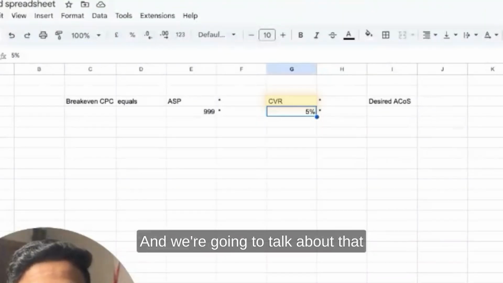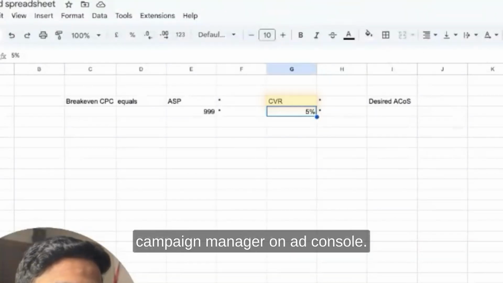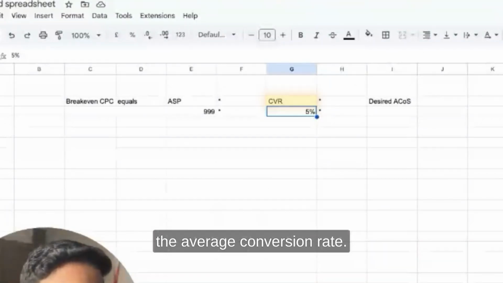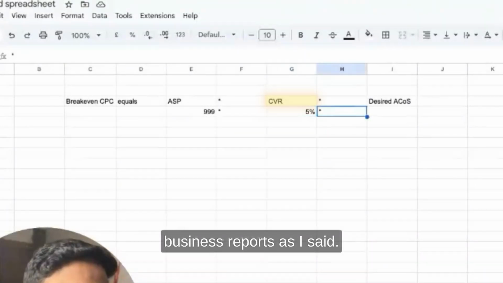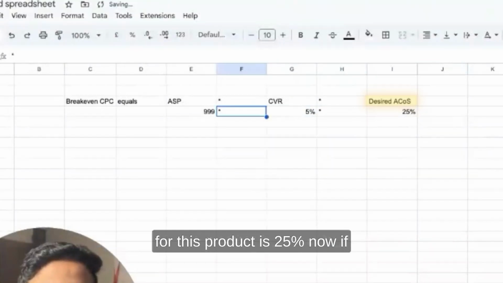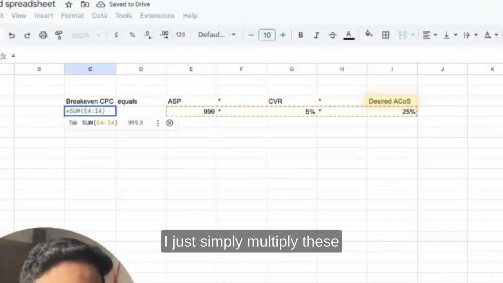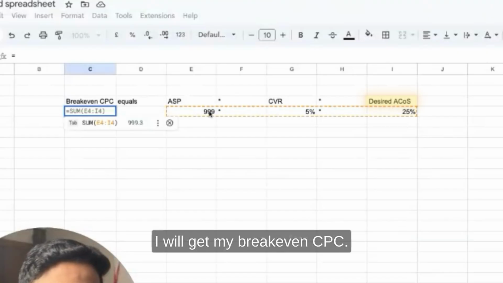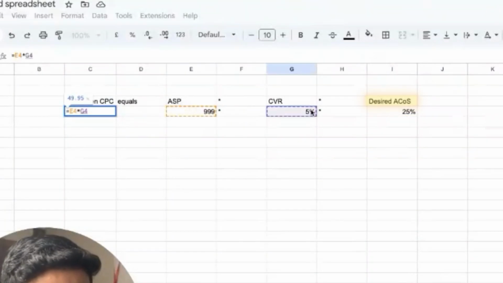And we're going to talk about that when we get onto the screen where I showcase campaign manager or ad console. But for now, I am taking the average conversion rate. Probably you can take this from business reports, as I said. Then let's say desired ACoS for this product is 25%. Now, if I just simply multiply these, I will get my break-even CPC.